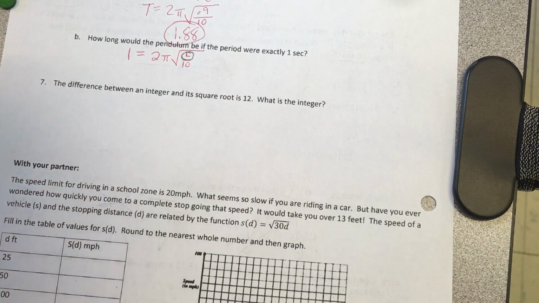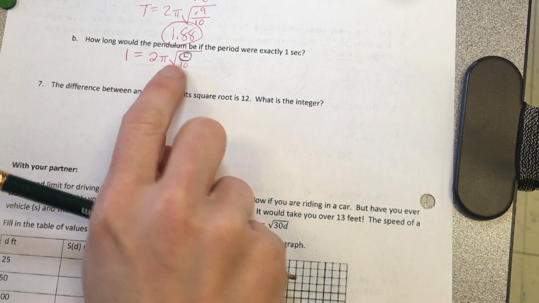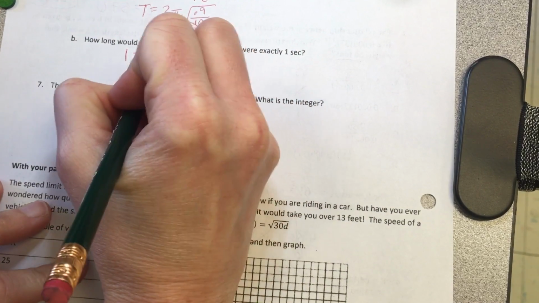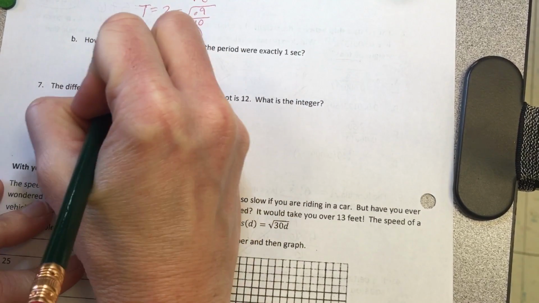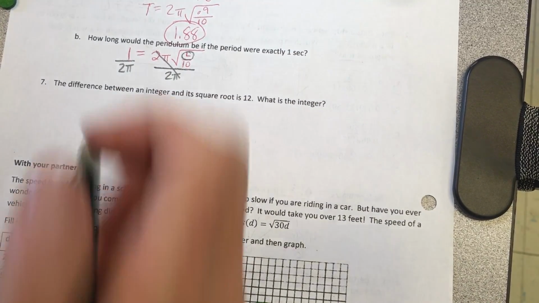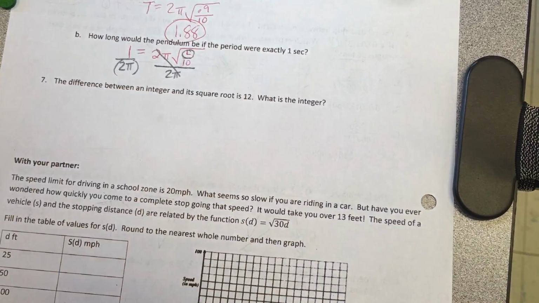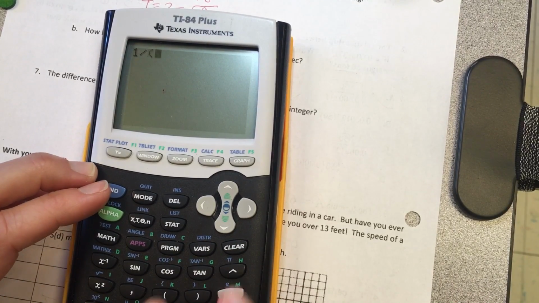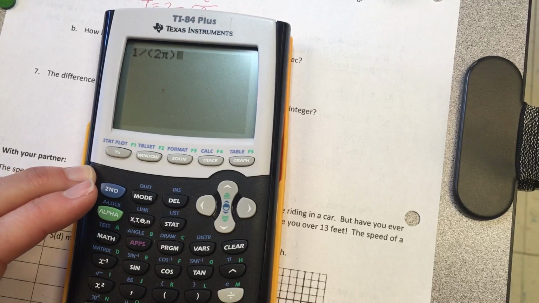How about Mary Hannah? What number would you move first? Got to get rid of the 2. And guys, let's just get rid of the 2 pi at the same time. So we'll divide both sides by 2 pi. But you've got to group that together. So 1 divided by 2 pi. Use your parentheses.